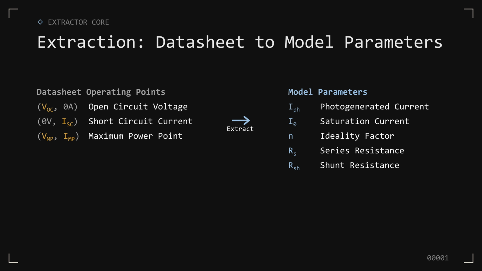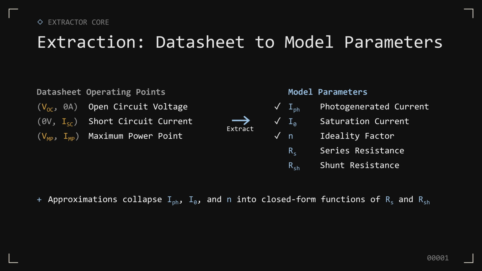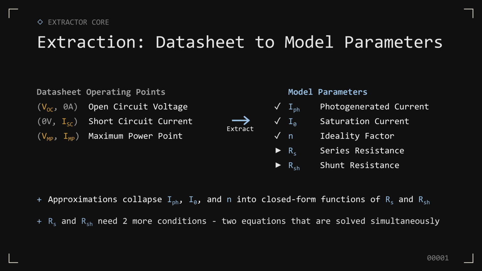So far, by using a couple of approximations, we found closed-form solutions for the photo-generated current, the saturation current, and the ideality factor. But each of these expressions is written in terms of 2 parameters that are still unknowns, RS and RSH. There's not much information from the datasheet left to work with, and so we'll need to bring in a couple of conditions that arise from solar cell behavior.